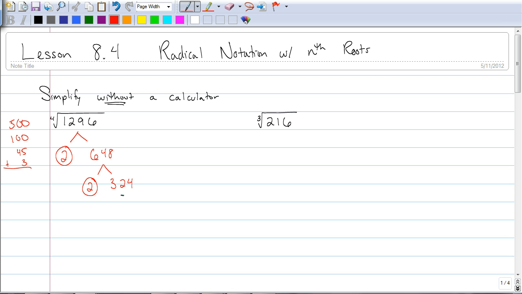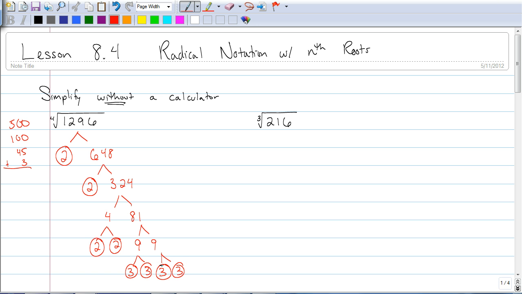And 324, there's a bunch of numbers that go into here. I know you can do 2, but let's look for other numbers as well. 4 goes into here, because we know that 4 goes into 32 8 times, and 4 goes into 4 1 time. Now, notice I didn't circle 4. 4 is not prime, so I have to continue going with that one. 4 breaks down to be 2 times 2. 81, well, 2 numbers that multiply together to give me that would be 9 times 9. There are others, but that's an easy one. And 9 breaks down to be 3 times 3.